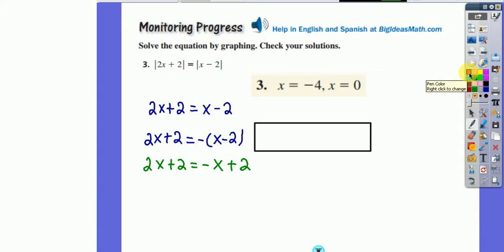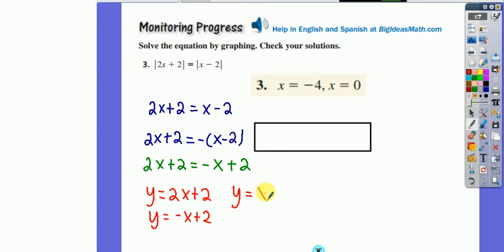I'm going to graph the line y equals 2x plus 2, y equals negative x plus 2, and then y equals x minus 2. And I should have 2 separate intersection points, and those x values are the solutions. You can check it, and you will see that they both work in that instance.